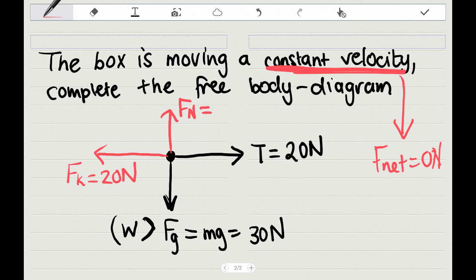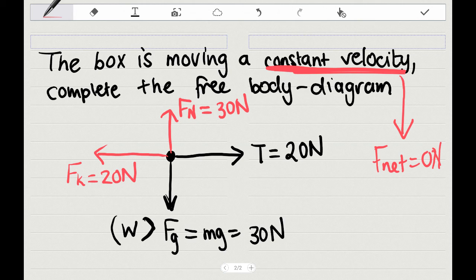Okay, and the normal force is a force that's perpendicular to a surface, and if the downward gravitational force is 30 newtons, that means that the upward force must also be 30 newtons. This is a system that's in equilibrium, constant velocity, so the net force is 0, so that means the forces all cancel out.